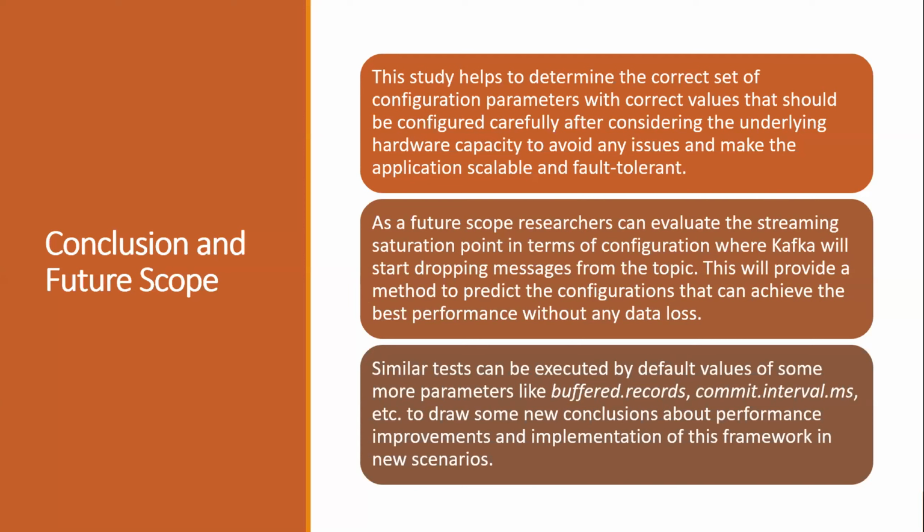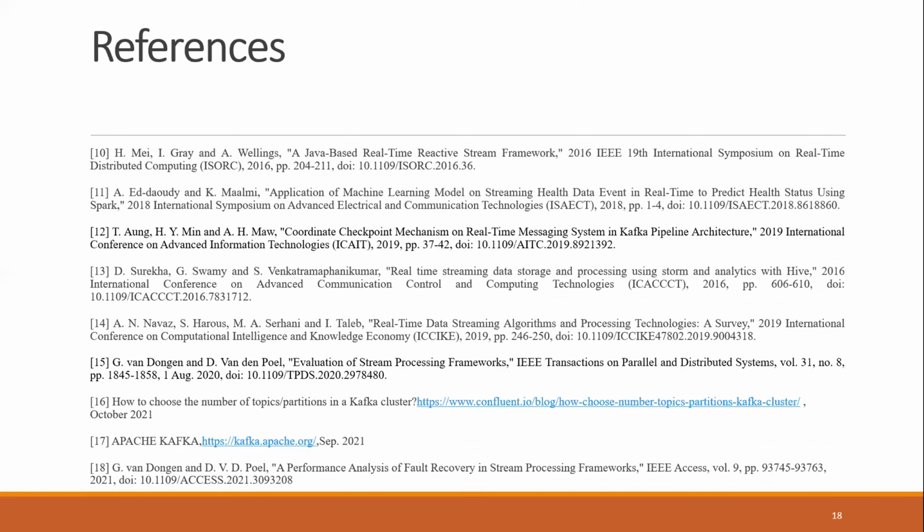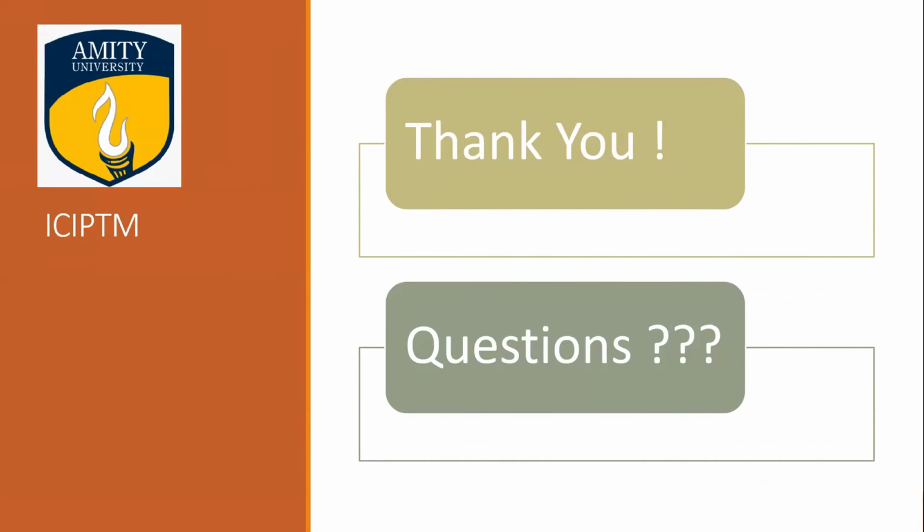As a future scope, we can consider some more parameters. We already considered the polling interval and the number of partitions, but there are buffered records, commit interval, and other configurations, so that we can see what the impact is if we tweak these parameters as well. What will be the impact on the streaming speed, and what will be the impact on the throughput, latency, and other key evaluation parameters. So these are the references that I have used, and that's it from my end.